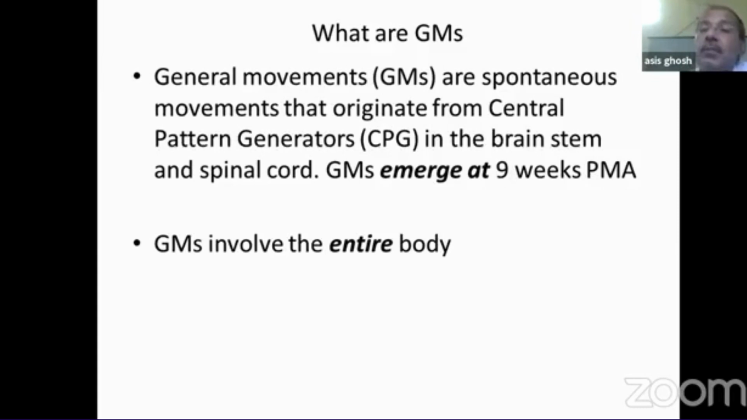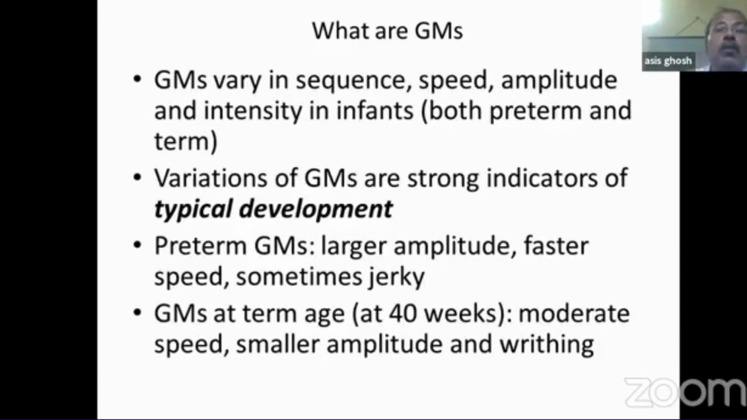And GMs, it's a gestalt perception. You will have to see the whole child, the movement of the whole body, and it involves the entire body. So GMs vary in sequence, speed, amplitude, intensity in infants, both preterm and term. And variations of GMs are strong indicators of typical development.